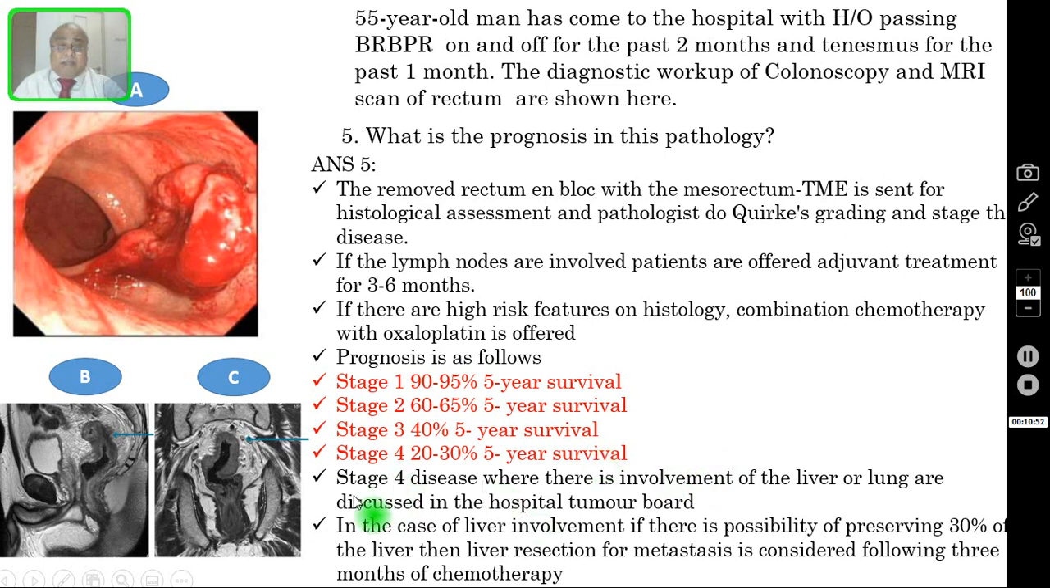If you are dealing with stage 4 disease, that is with distant metastasis, where there is involvement of either isolated liver secondary or isolated lung secondaries, the treatment should be discussed in the hospital tumor board. If it is an isolated liver or lung secondaries, you can resect them. In case of liver involvement, if there is possibility of preserving 30% of the liver, then liver resection for the metastasis is considered following 3 months chemotherapy. But all these things should be decided by the tumor board only.